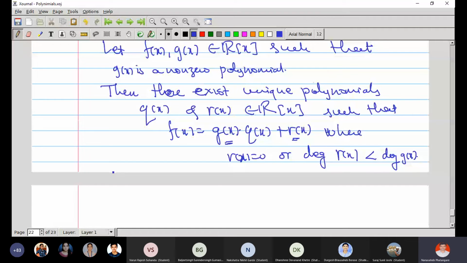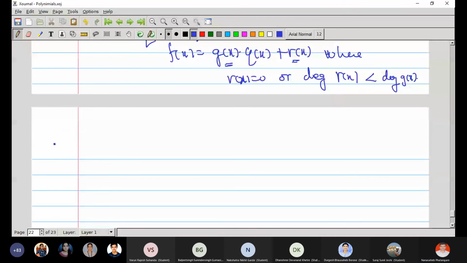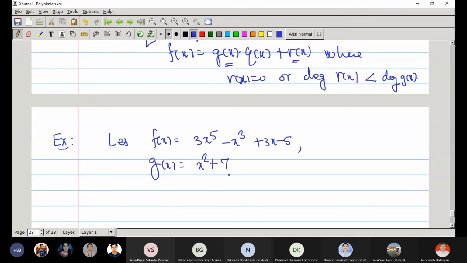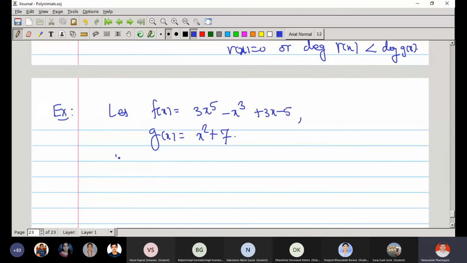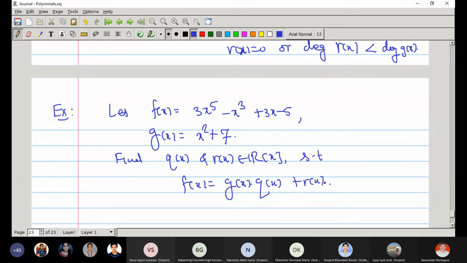So let f(x) is equal to 3x raised to 5 minus x cube plus 3x minus 5, and g(x) is equal to x square plus 7. Then find the quotient and remainder. Find q(x) and r(x) such that f(x) is equal to g(x) into q(x) plus r(x).